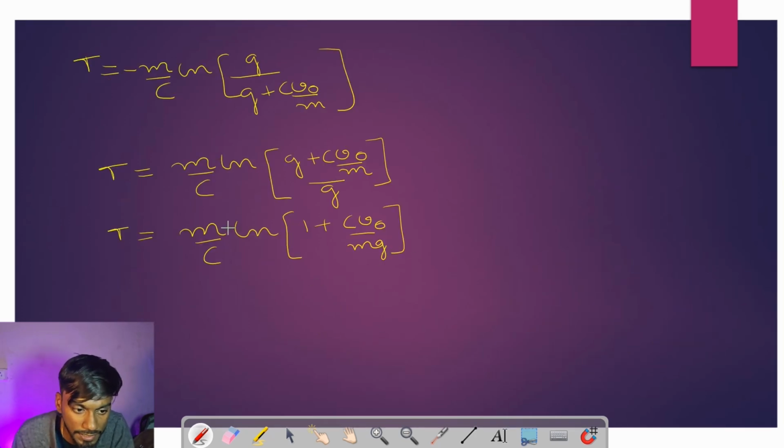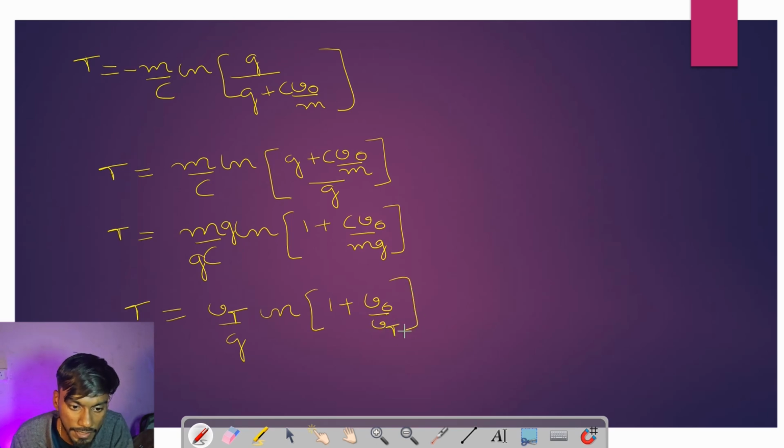I know mg by c is nothing but vt. So I have mg by c here. For that I'm going to divide with g and then multiply with g. So t, time of flight, is equal to vt by g times ln of 1 plus c v naught by mg, that is v naught by vt. This becomes the time of flight.